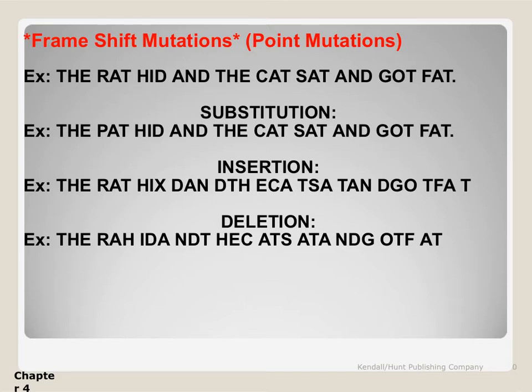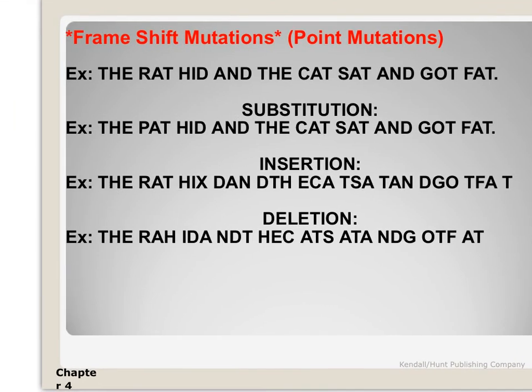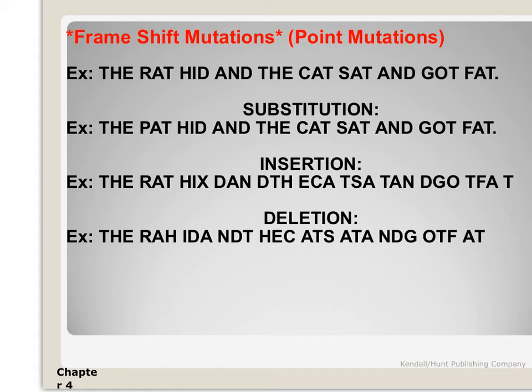Now, keep in mind that with these mutations, your DNA is going to be A, T, C, and G. I'm using this sentence to show you how big of an effect it can have. Your example is up top. This is your original. What it's supposed to say is, the rat hid and the cat sat and got fat. Notice these are all 3-letter words, like your mRNA codons.